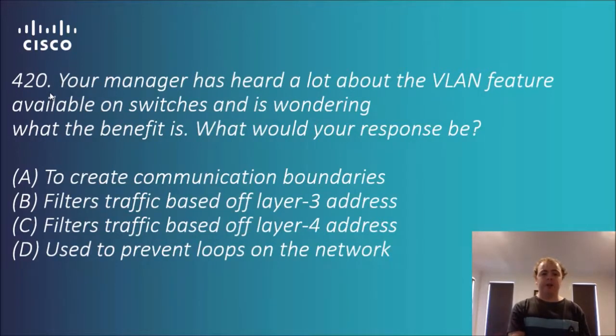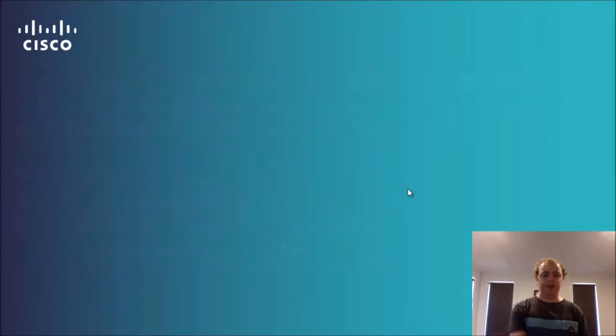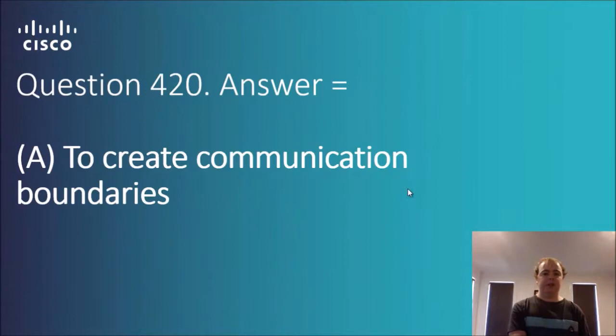420, your manager has heard a lot about the VLAN feature available on switches and is wondering what the benefit is. What would your response be? Get hubs. Don't get hubs. To create communication boundaries, filter traffic based off layer 3 address, filters traffic based off layer 4 address, used to prevent loops on the network. The answer for this one is pretty straightforward. The answer is A, to create communication boundaries.